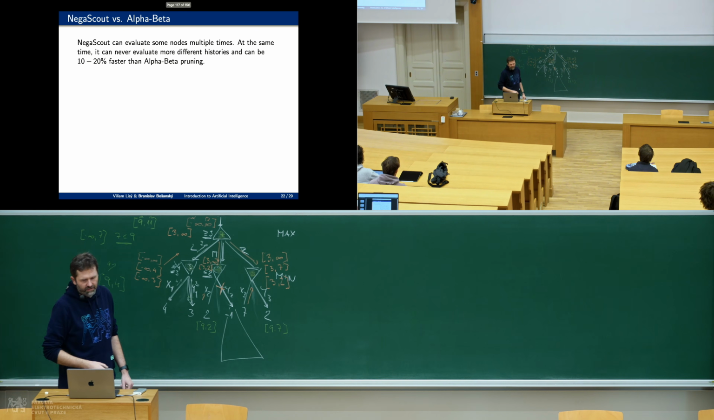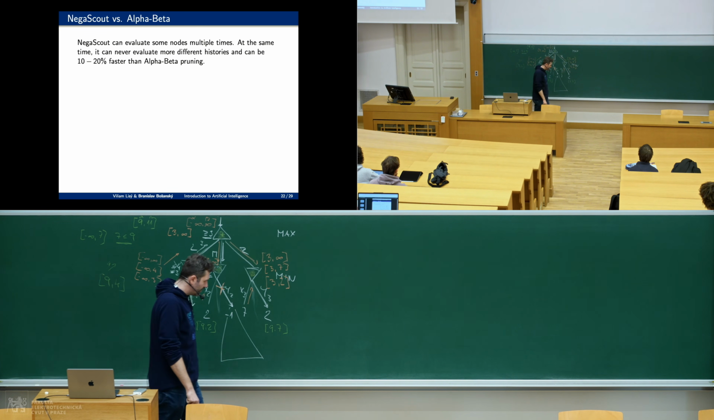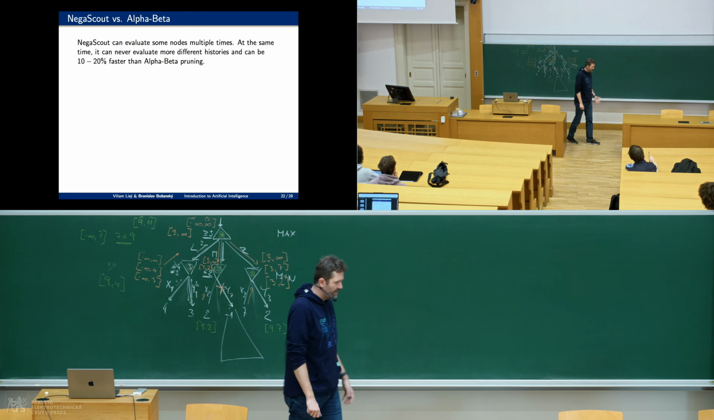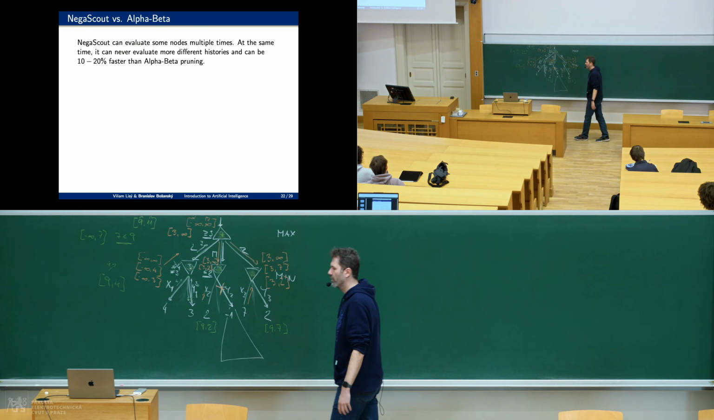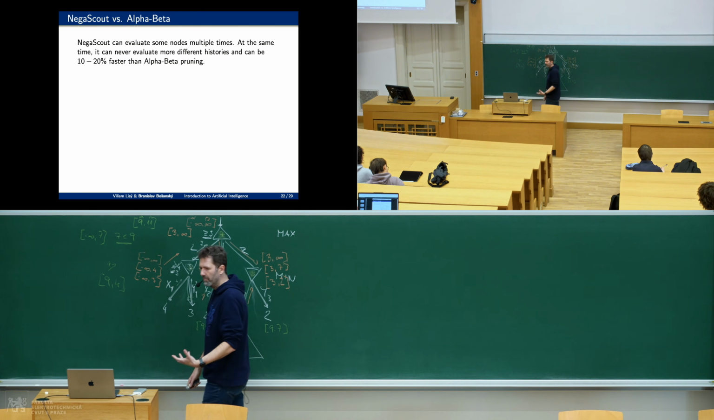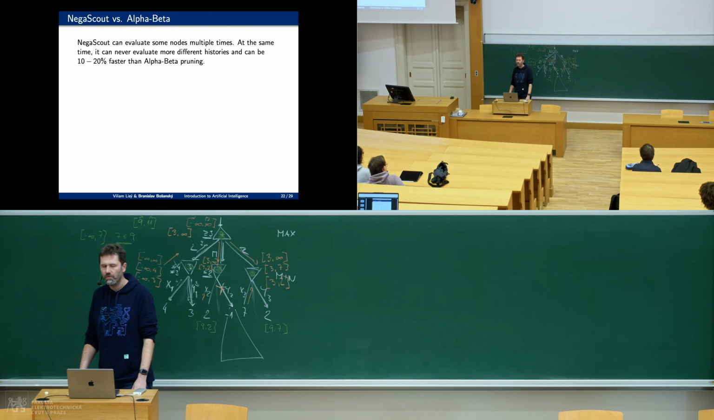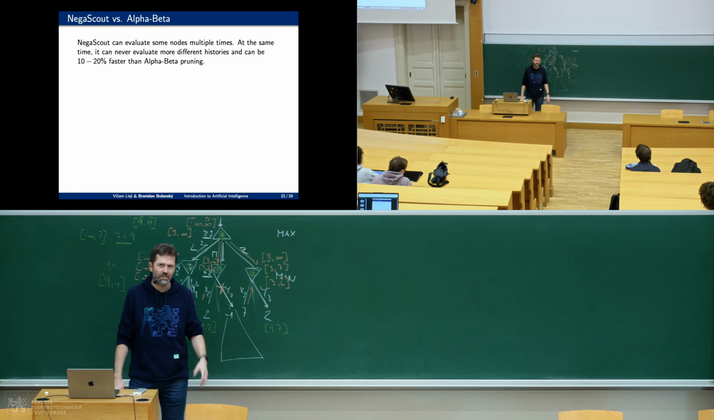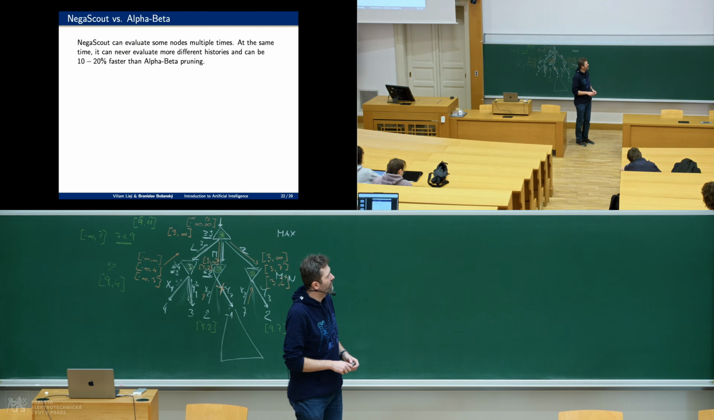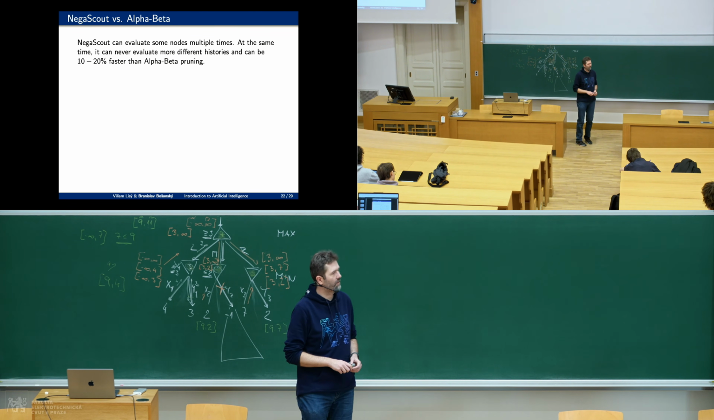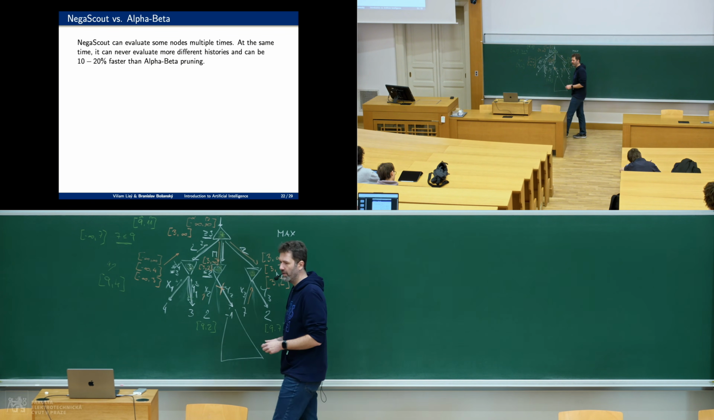So this is Negascout, and Negascout, using a good heuristic, can be faster. Usually 10 to 20%, depending on the heuristic and the game, but it can be faster, and it was used in, I would say, chess playing programs before the Monte Carlo tree search algorithms that you will learn about next week.